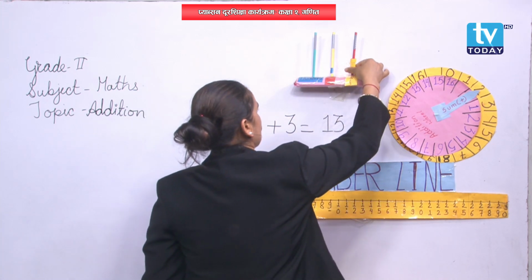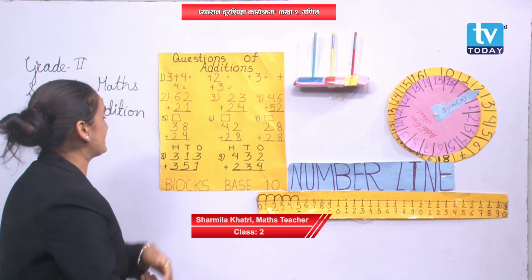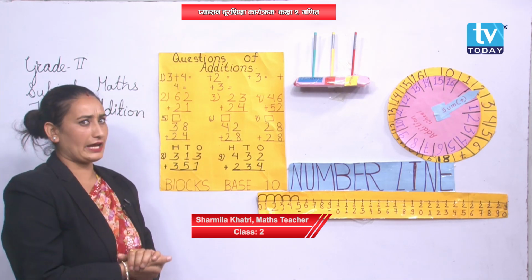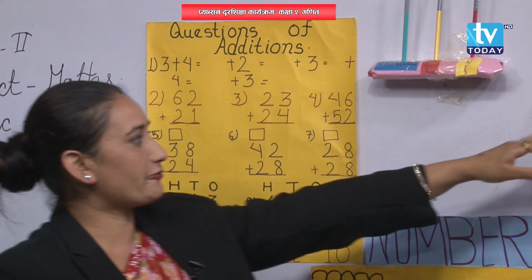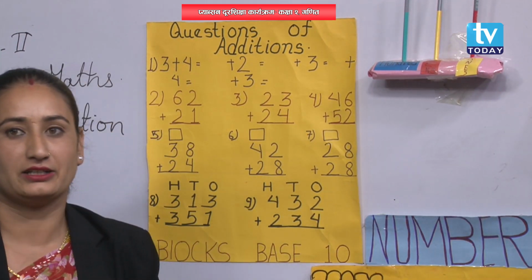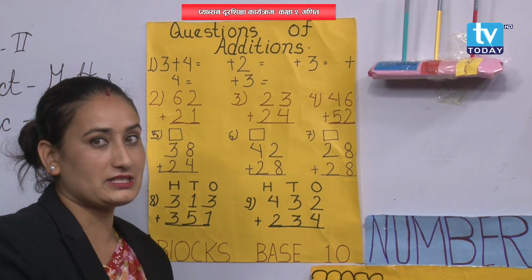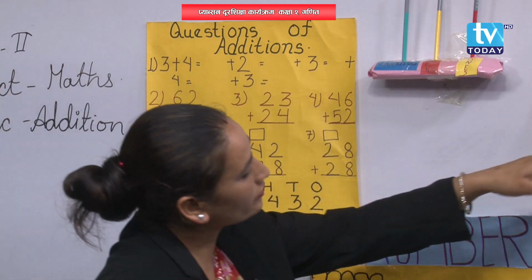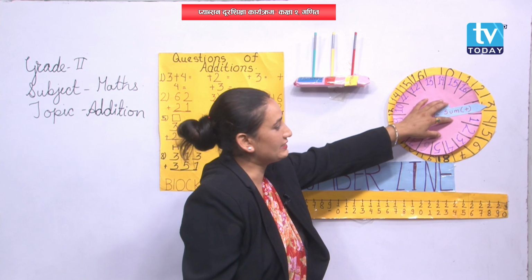Okay, now students, I have some questions for you. See here. Okay, can you add 3 plus 4? This question number 1 we will solve from this addition wheel method. Okay, ready? First question is 3 plus 4. Let's rotate the wheel. Now where is 3? I have indicated through an arrow, right?